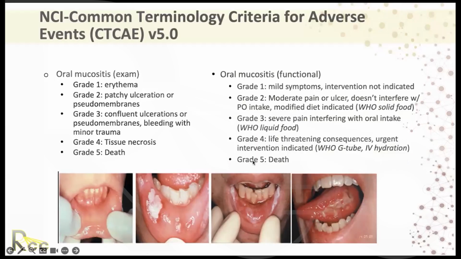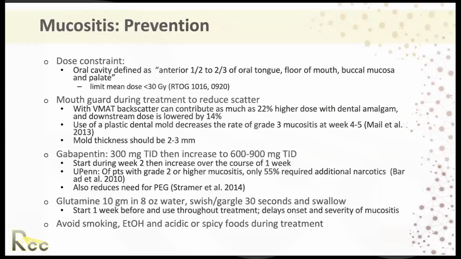This is just some pictures for reference, really more for residents, showing how we grade mucositis. I will say that grade 2, grade 3 mucositis is something that we're routinely seeing in our practice. Grade 4, grade 5, thankfully are very, very rare, but most of our patients are going to get mucositis. Really, grade 2 is very, very common, and some patients are going to see grade 3 mucositis.